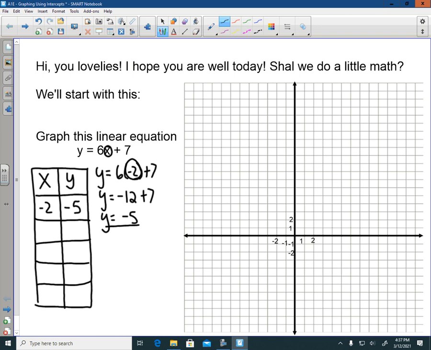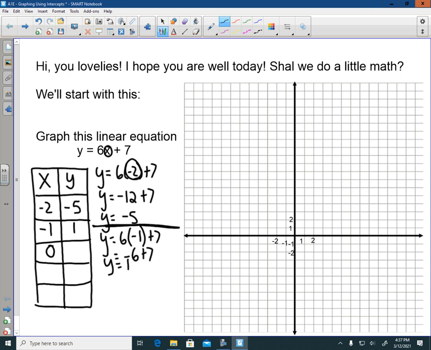And now we take another number. I don't know, how about -1? Now we're going to pop that in for x, and we have y equals 6 times -1 plus 7. And we see what happens. Well, let's see. That's going to be equal to 6 times -1, or -6, plus 7. And that's going to be equal to -6 plus 7, which is +1. And so y equals 1. When x is -1, y is +1.